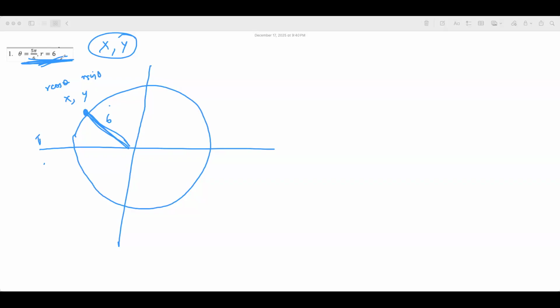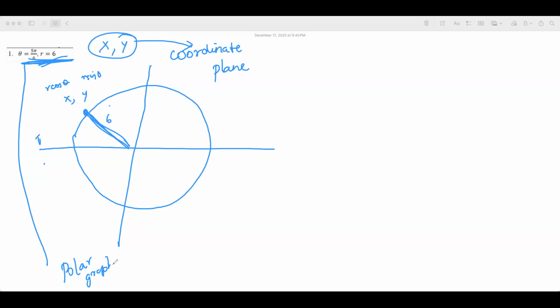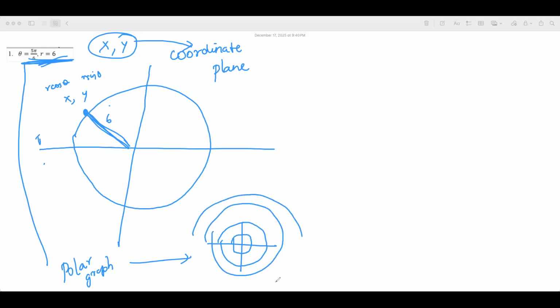Every x comma y point can be mapped to an r comma theta value. Why am I saying this now? When you discuss coordinate planes, which we have been doing since 3rd, 4th grade, we go with xy points. Very shortly, in the next 1 month, I'll be discussing polar graphs, where we will have a polar axis. The graph itself will undergo a change. The graph will be like this.